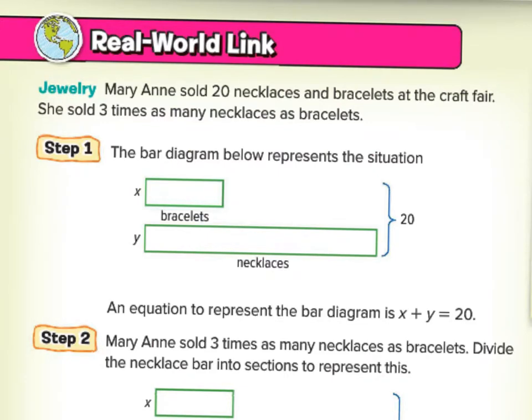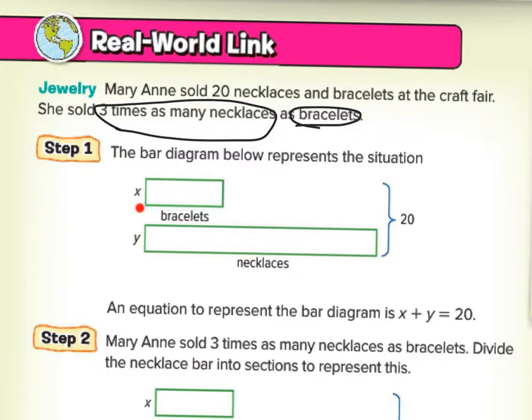Jewelry. Marianne sold 20 necklaces and bracelets at the craft fair. She sold 3 times as many necklaces as bracelets. So 3 times as many necklaces as bracelets. So bracelets would be 1 and necklaces would be 3 times. So if we were to draw this out to give us an image, right?